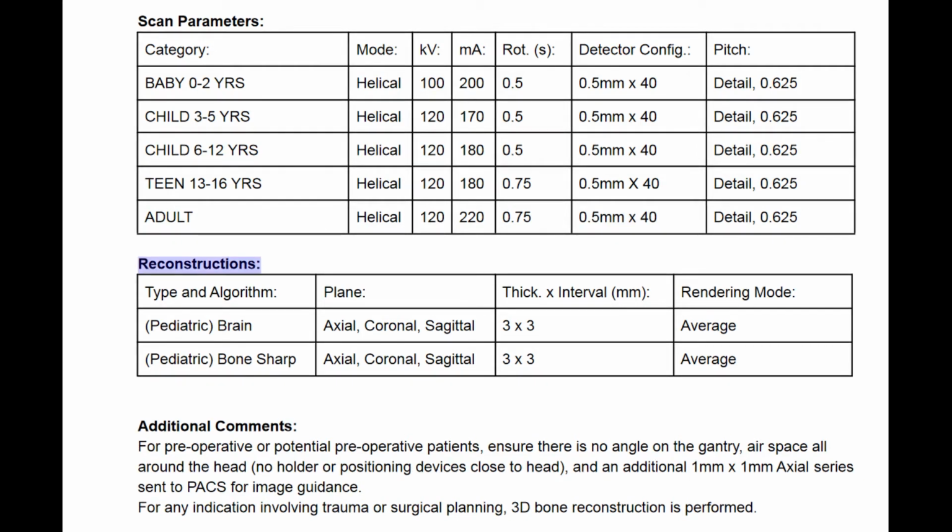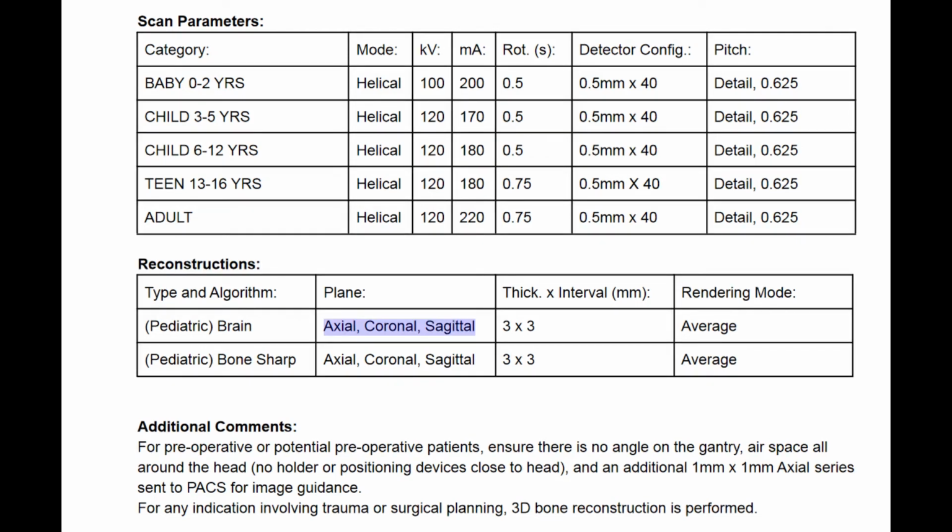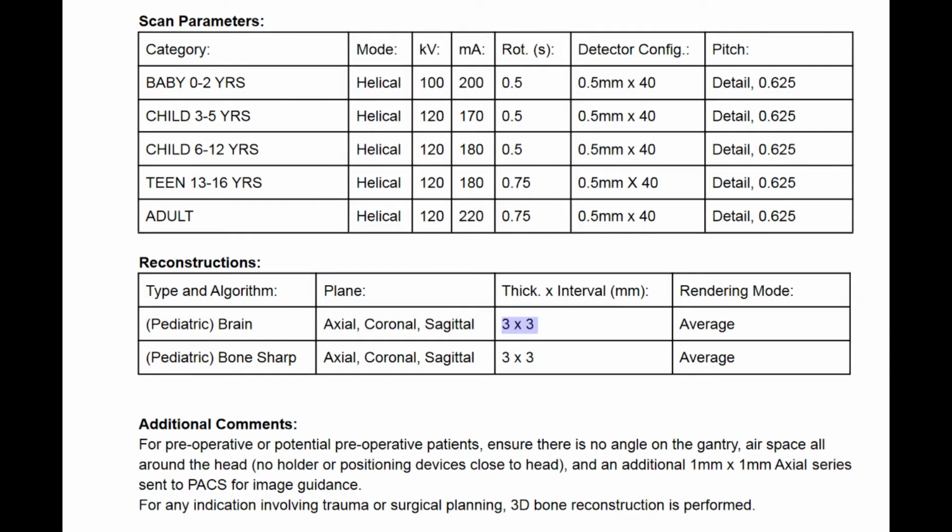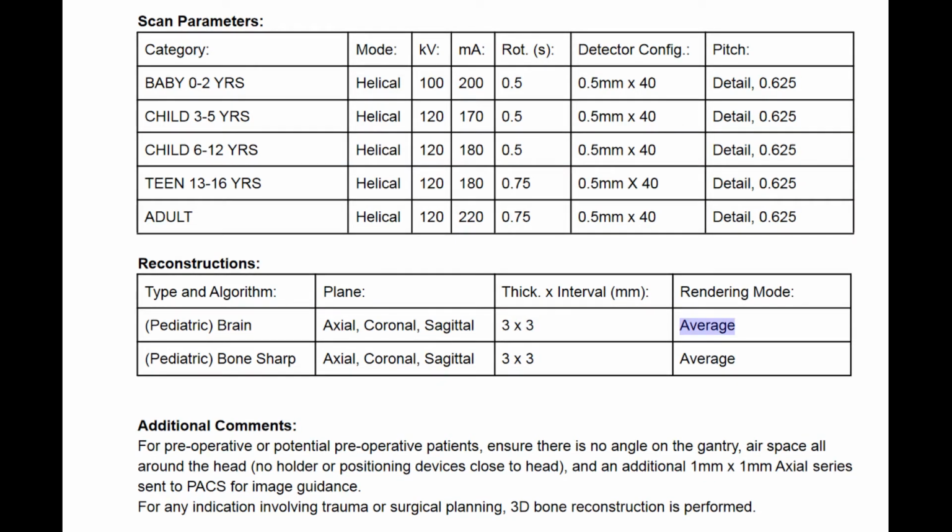Now moving down to the reconstructions, we're not sending those 0.5 millimeter slices to PACS. We're going to send 3 planes, axial, coronal, and sagittal, with 3 millimeter slices at 3 millimeter intervals, so 3 by 3. They're going to be rendered using volume averaging, so each 3 millimeter cubic voxel will represent the average measured density in that area.